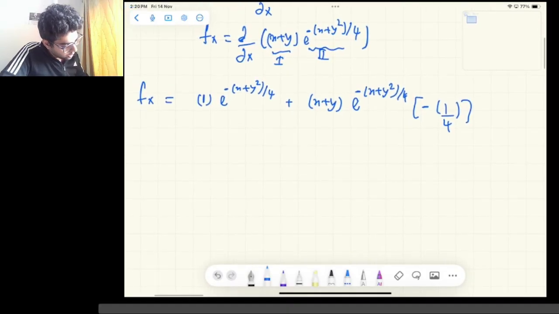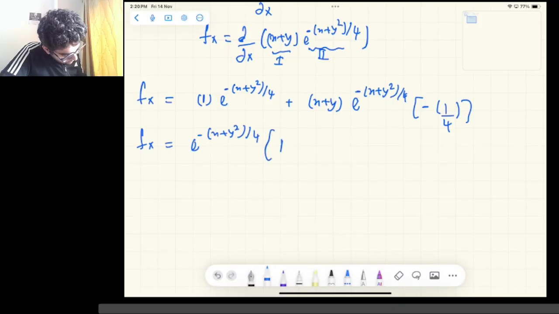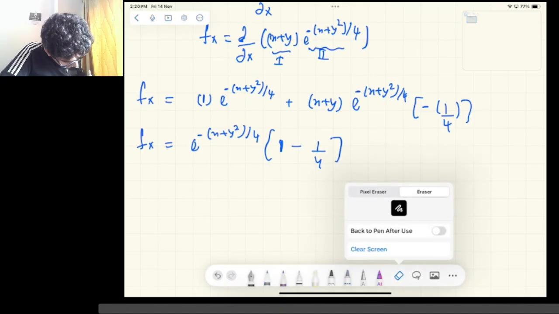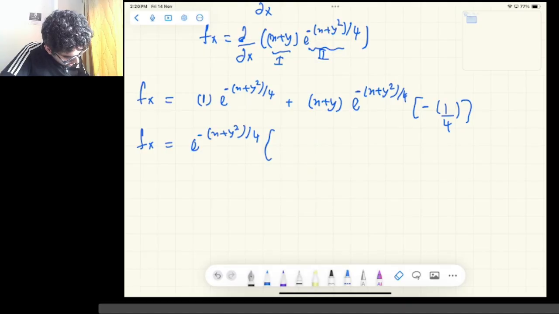So now if I just take e to the power minus (x plus y) square by 4 common, I'll be getting 1 minus 1 by 4, right? Oh wait, I'll be getting this x plus y, getting 1 minus (x plus y) by 4, right?